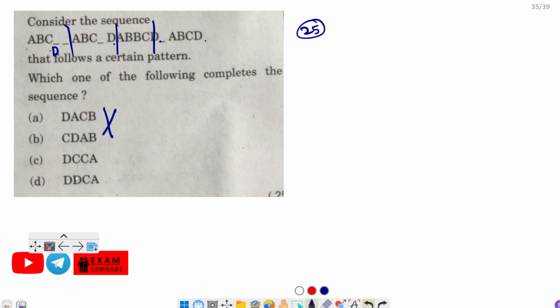Let's check for options C and D. Okay, let's check with C. It is not matching. Okay, let's check for D. It is matching. A, B, B, A, B, C, D, D, A, B, C, C, D. Okay, it is coming A, B, C, D, D, D. In the first term, D is repeating. In the second term, C is repeating. In the third term, B is repeating. In the fourth term, A is repeating. Okay, so the answer is D.